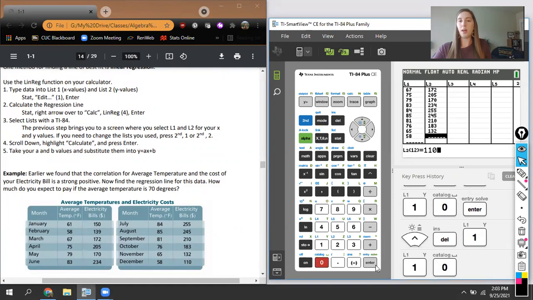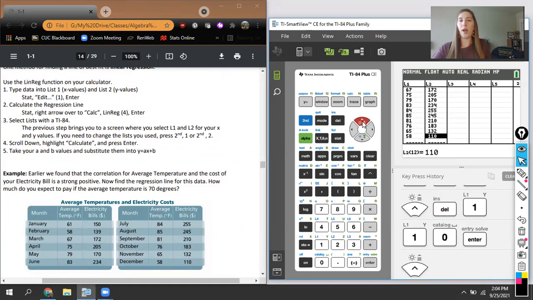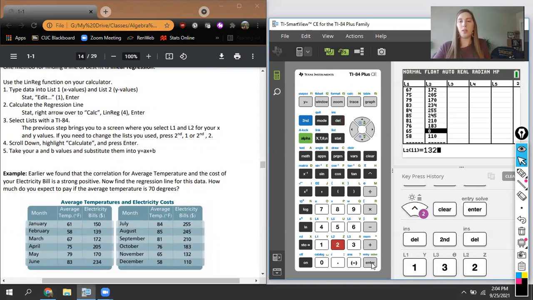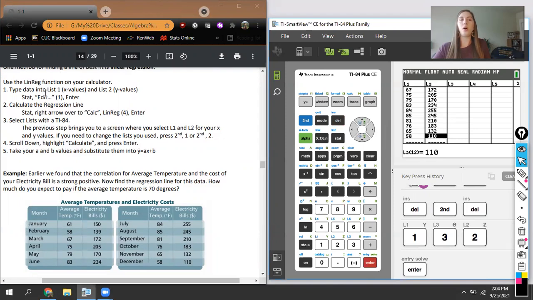Now, say that you accidentally missed a number here. Oops, I'll hit delete. Say that you actually missed a number and you don't want to have to retype everything. You can highlight where you want it to go and then hit second insert and it will give you another row. So second insert can be a lifesaver so you don't have to retype everything. So I'll retype that 132 in there. And now we are ready to go on to step 2.